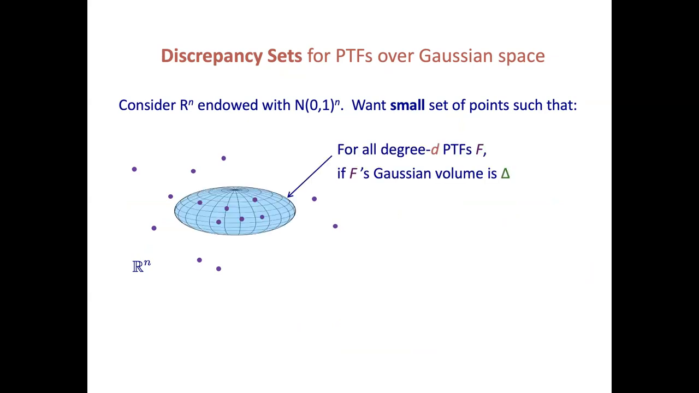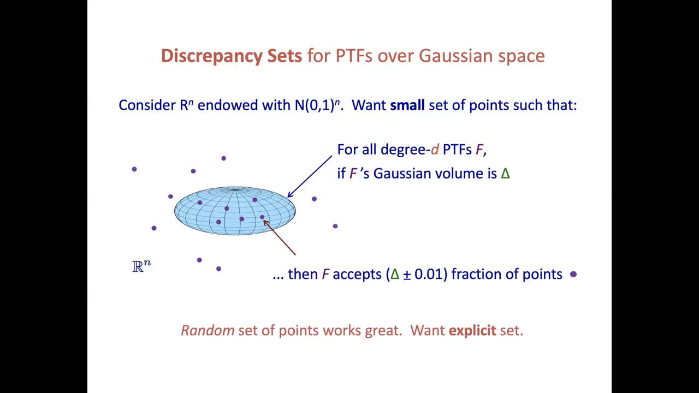For every degree d PTF f, if f's Gaussian volume is delta, I'd like it to be the case that roughly a delta fraction of the points fall within f. So this is a small set of points that approximates the Gaussian volume of every degree d PTF. If we think about it for a few minutes, it's not too hard to see that a random small set of points works great. So this is really a problem in explicit constructions. It's really a problem in pseudorandomness.